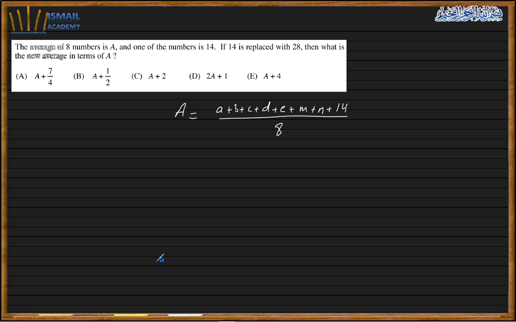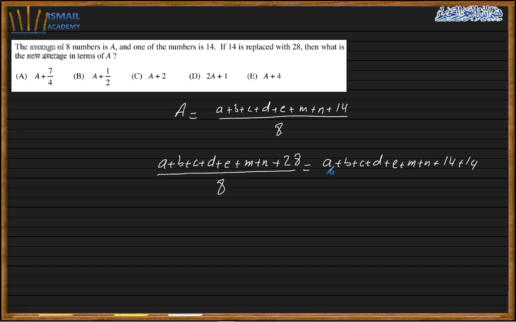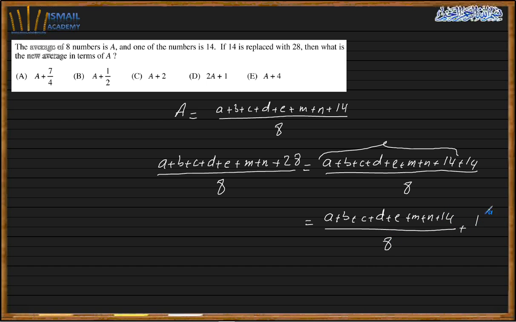So if 14 is replaced by 28, I will have A plus B plus C plus D plus E plus M plus N plus 28 over 8. So then what is the new average in terms of A? So we know that 28 is 14 plus 14, so we'll have A plus B plus C plus D plus E plus M plus N plus 14 over 8. So I split into two fractions. The first fraction will be this, which is going to give me A, and the rest is going to be 14 over 8. So it's going to be A plus 14 over 8.